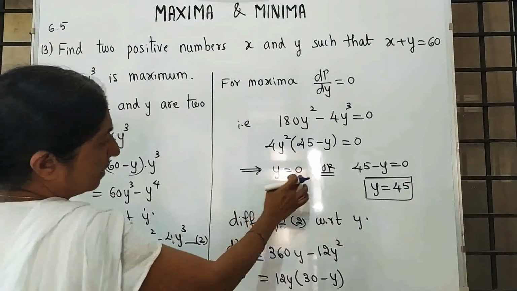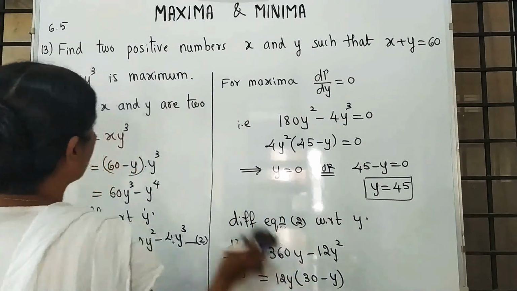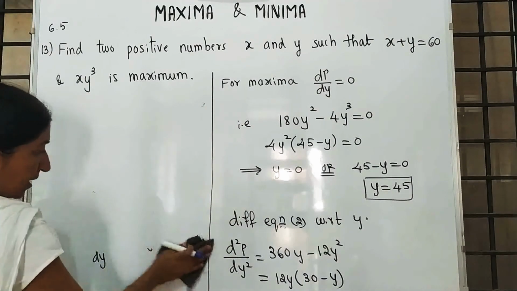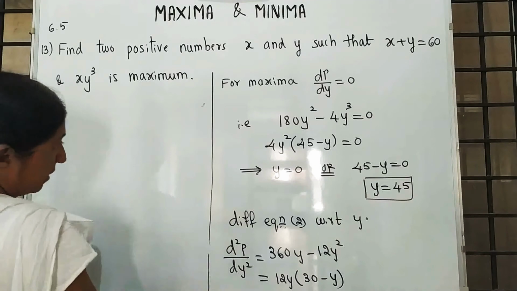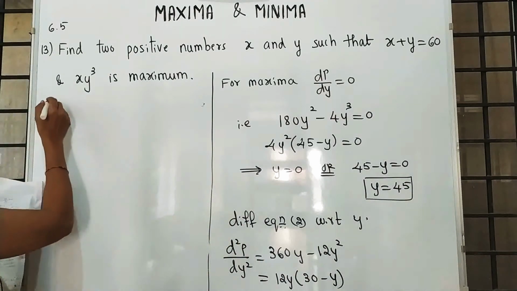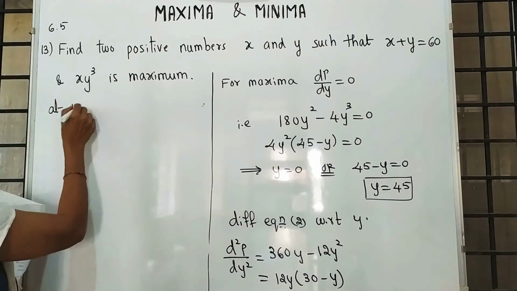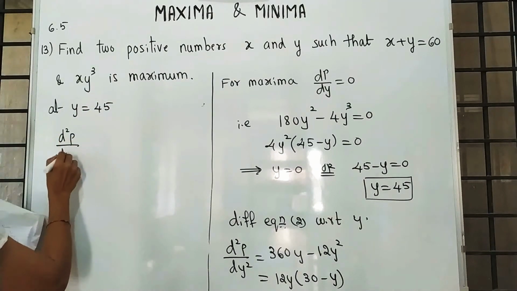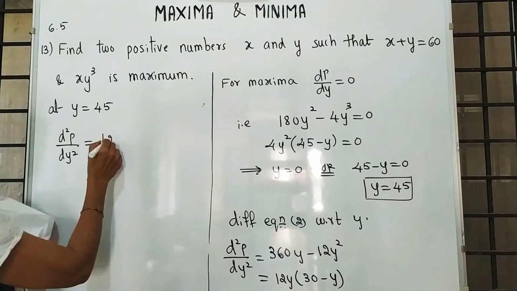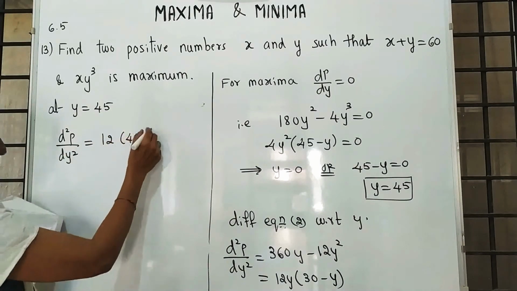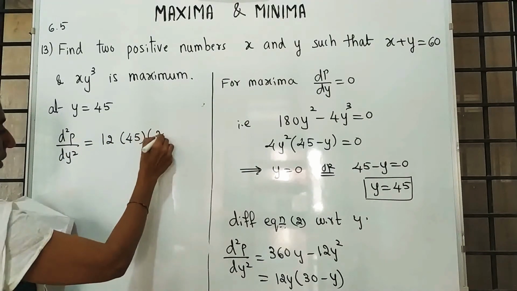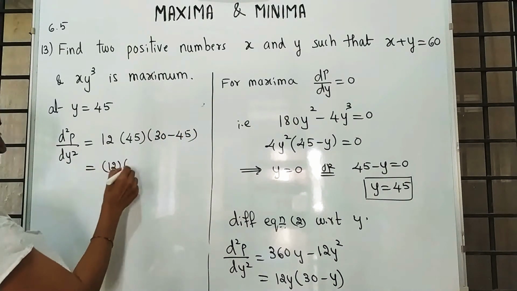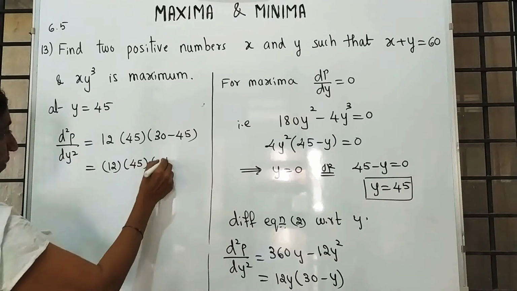If you put y is equal to 0, the second derivative will be 0. We cannot judge whether it is positive or negative, so we are not taking y is equal to 0. At y is equal to 45 we will calculate. See what the second derivative test gives: 12 into 45 into the bracket 30 minus 45, which is 12 into 45 into minus 15.